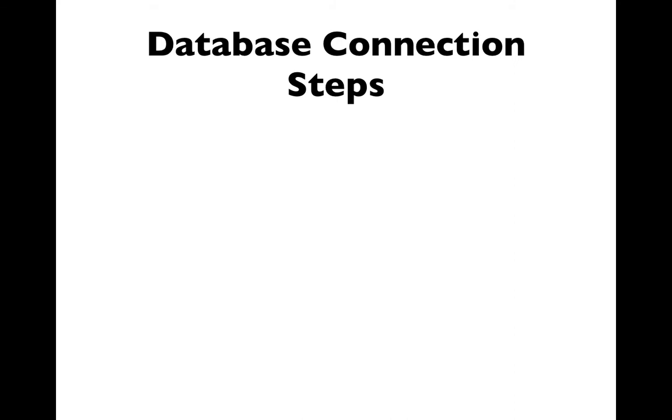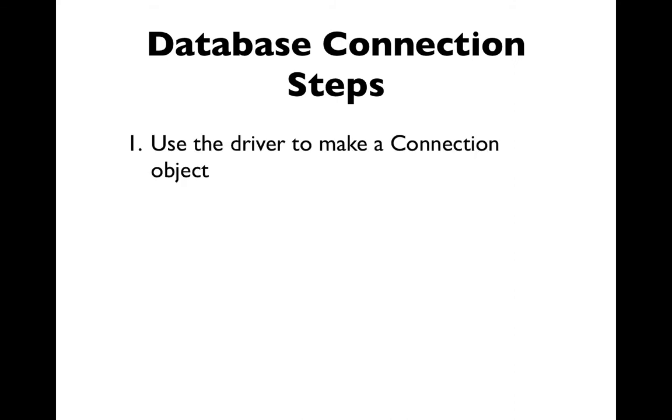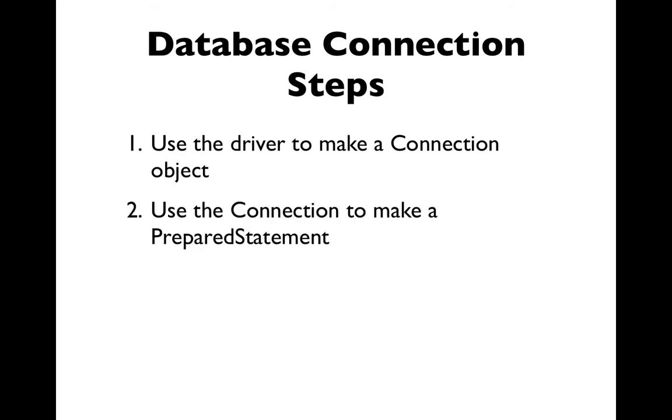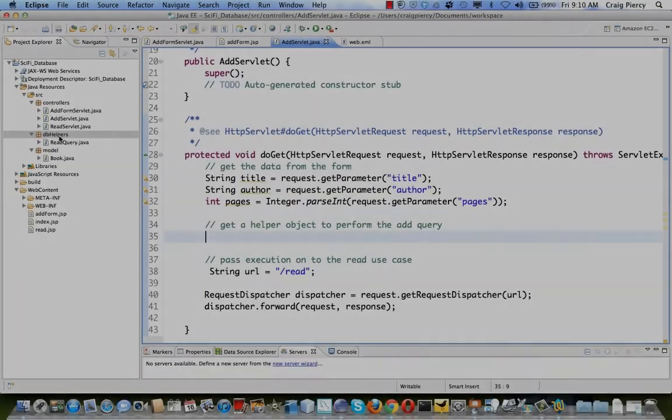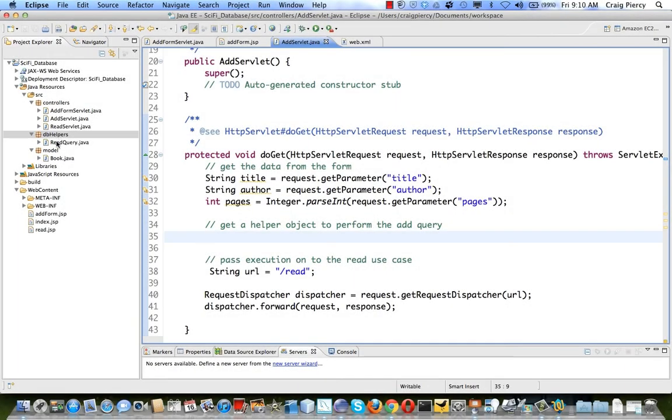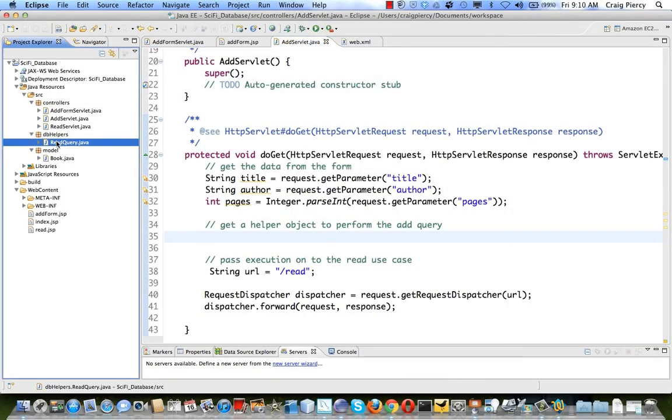It needs to do the four general things that we do in any database connection. It needs to use the driver to make a connection object. It needs to use the connection to make a prepared statement. It needs to set up and use the prepared statement to query the database. And then we can process the query results. You recall from our read use case, we've created a helper class that does all of those general steps. It is specific to the read use case, but we can start from that as a template and adjust it to make our add use case.